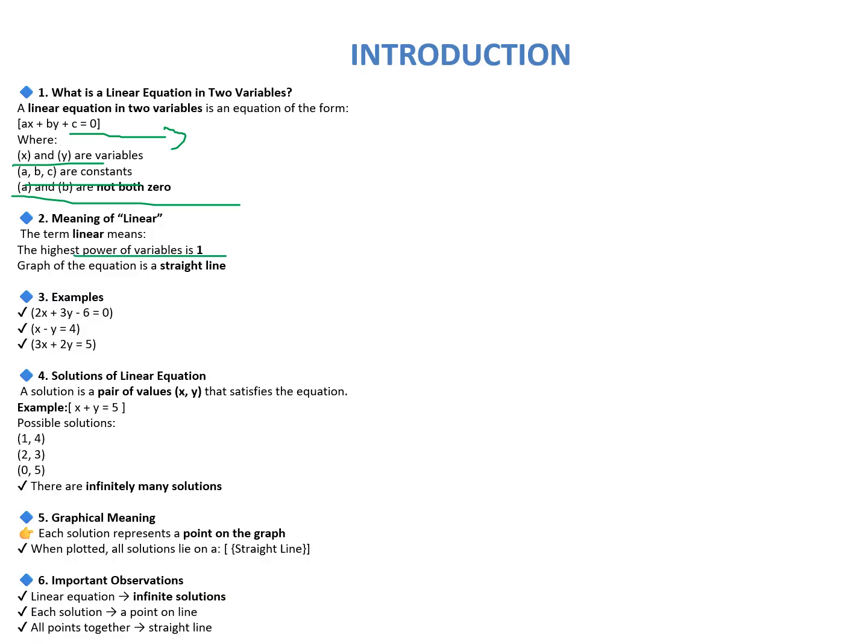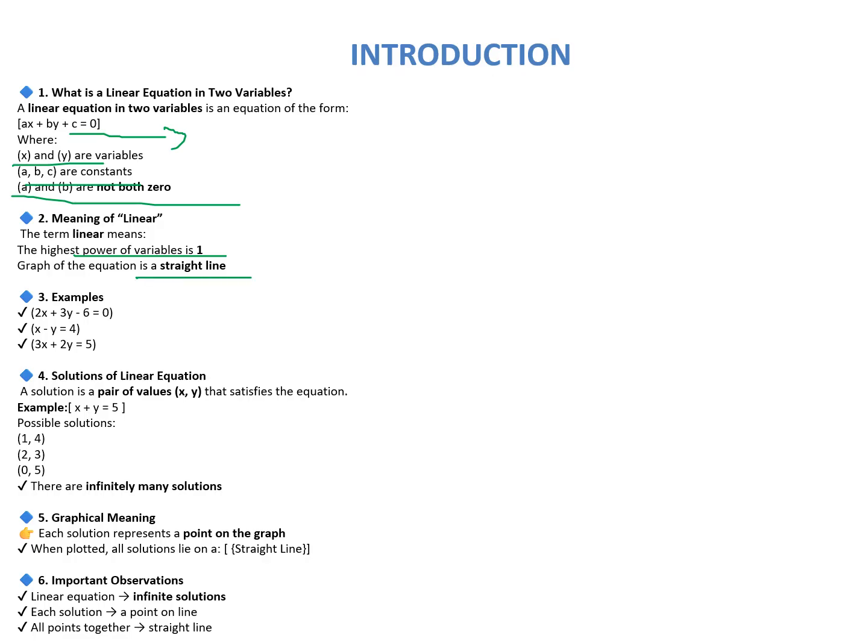We discussed this when we were discussing polynomials, wherein if the degree of an equation is 1, then it is linear. If the highest degree is 2, it is quadratic. And if the highest degree is 3, then it's a cubic expression. And we also understood that the graph of a linear equation is always a straight line.